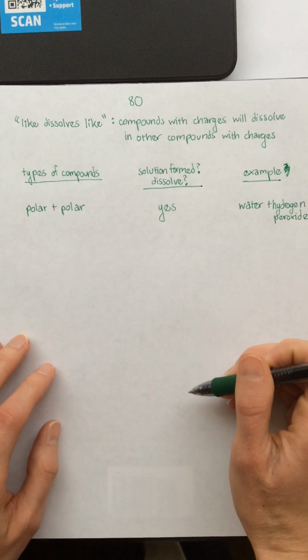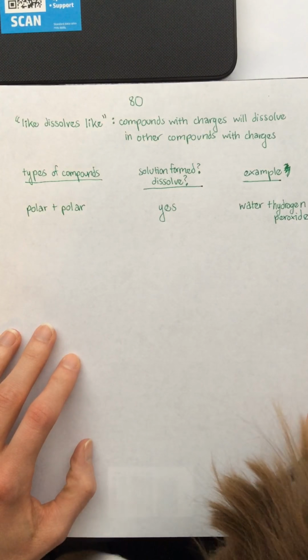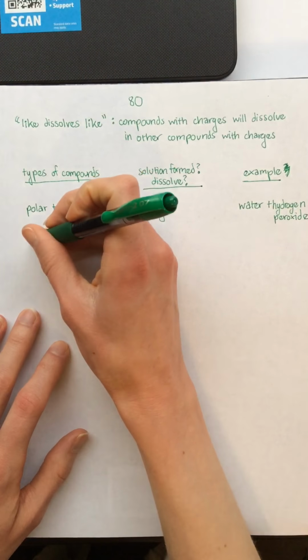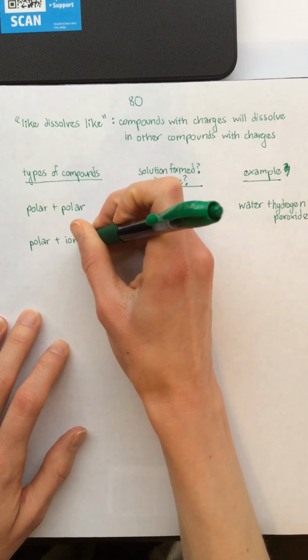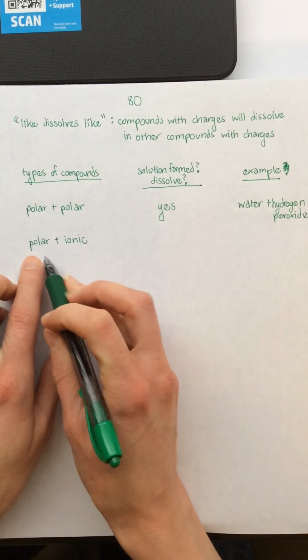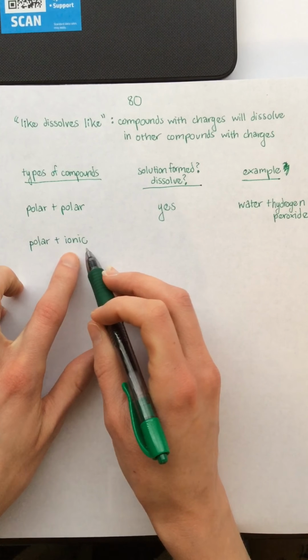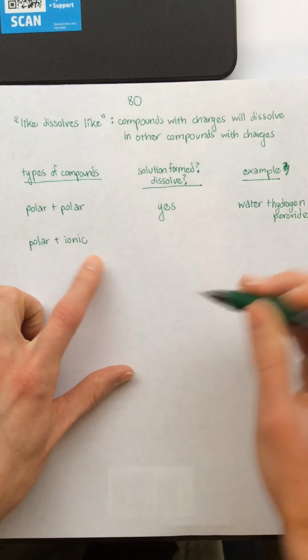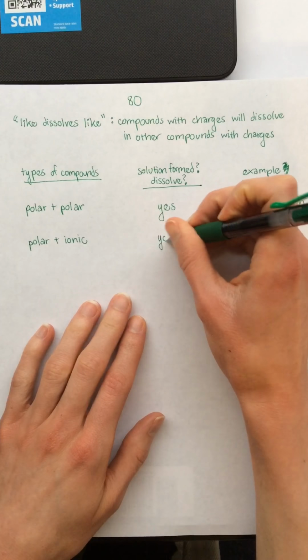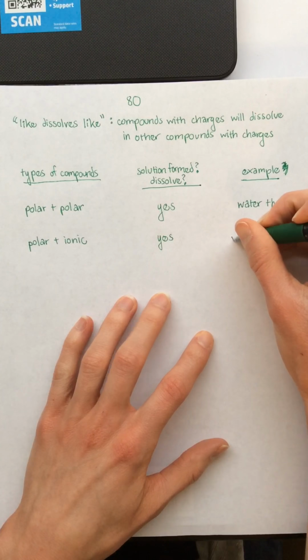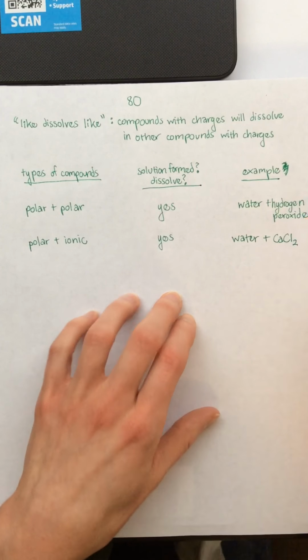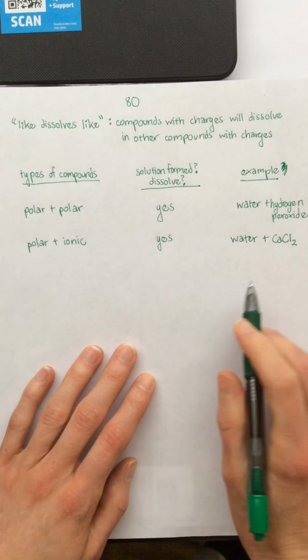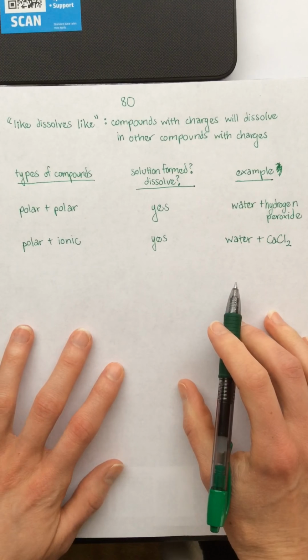Okay, let's talk about polar and ionic. So polar molecules have charges, ionic molecules have charges. So yes, they're going to dissolve. An example of that would be something like water and calcium chloride, which is CaCl2. Table salt is also ionic, you might remember.